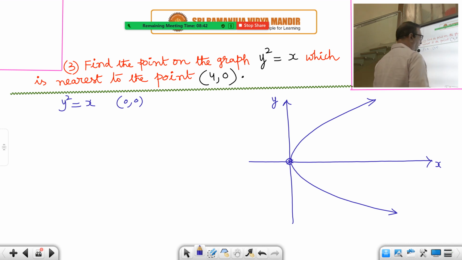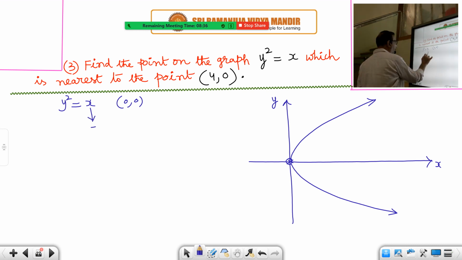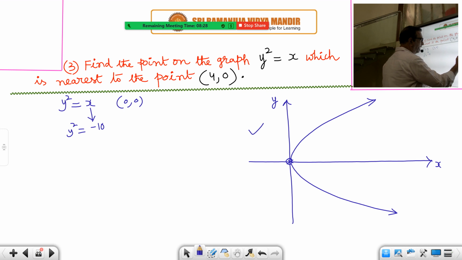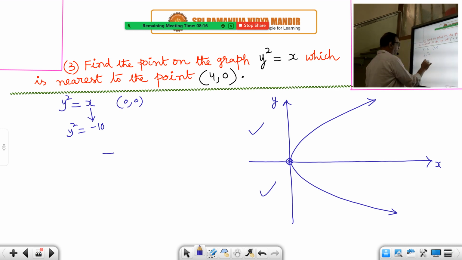Now, can x be negative? Suppose x is minus 10. Y square is minus 10 means y will be imaginary. So x cannot be negative, which means in the second quadrant and third quadrant where x is negative, the curve does not exist. I am telling the nature of the curve. Then x must be positive only.